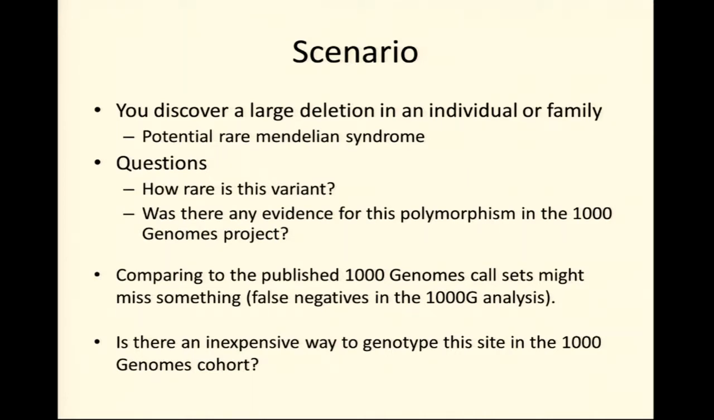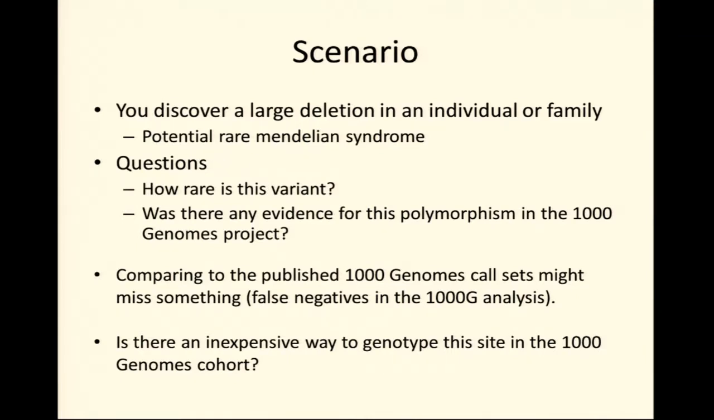And so, especially if you're looking at a Mendelian syndrome, you want to know how rare is this variant, right? I found it, but has anybody else seen it? You can go into the genome browser and you see a CNV, and maybe there's a couple DGV entries there, but they don't quite look the same. So you might like to ask, was there any evidence for this site in 1000 Genomes? You could just look in the 1000 Genomes call set, but the drawback is that if there was a false negative in 1000G, we just weren't confident enough to call that site, maybe you wouldn't find it there.